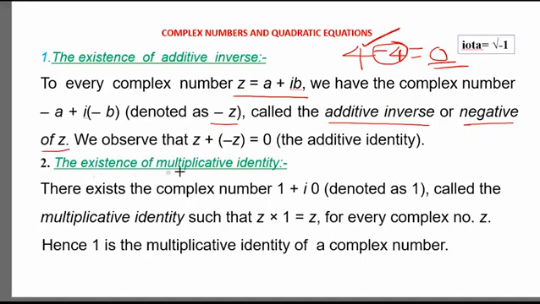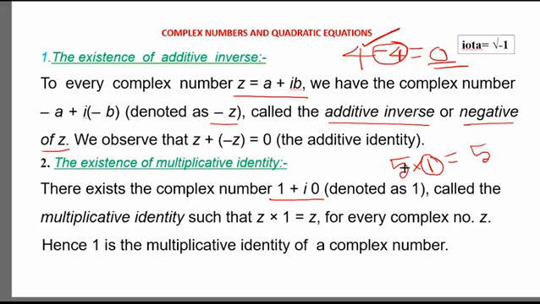Now the next one is the existence of multiplicative identity. There exists a complex number 1 plus i0. What is the multiplicative identity of a simple number? Let me take the number 5. What is its multiplicative identity? It gives the same number. So what number do you multiply with 5 so that you get 5? If you take any number other than 1, you will not get 5. So 5 into 1 gives 5. So 1 is called the multiplicative identity of the number 5.